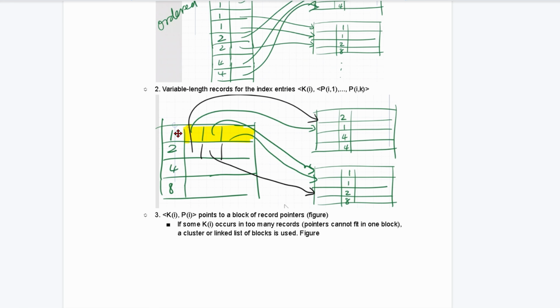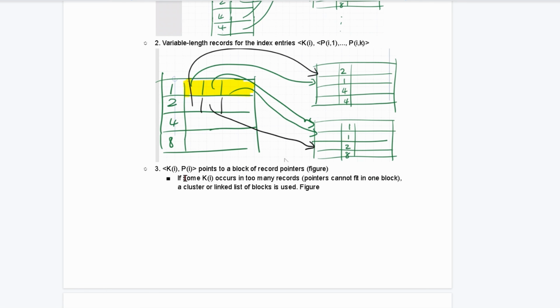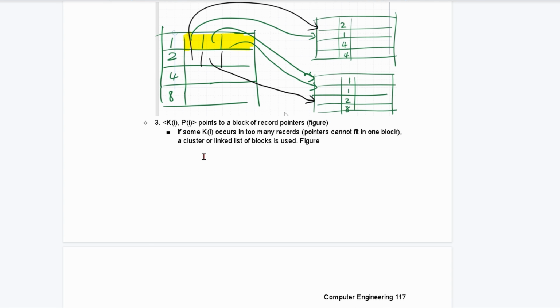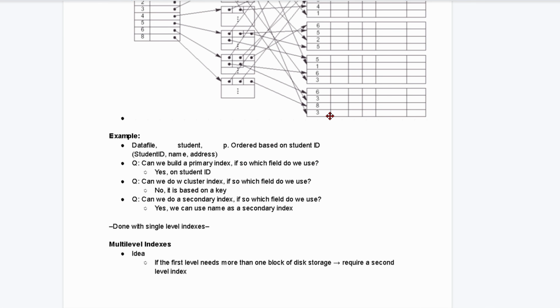So this is where we have some kind of index right here, and then we have different slots in them where they all map to different data files. And then we have another option where it points to a block of record pointers. So if some k occurs and there are too many records, we can't fit the pointers, we're going to use something like this, where we have these field values, we have these block pointers, and they point to blocks of record pointers. And so these original pointers are going to point to pointers that point to other things. So that's how we can access it.